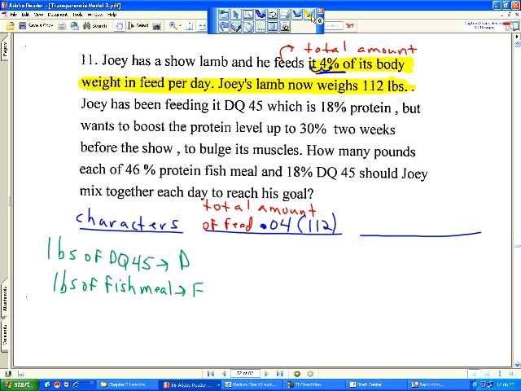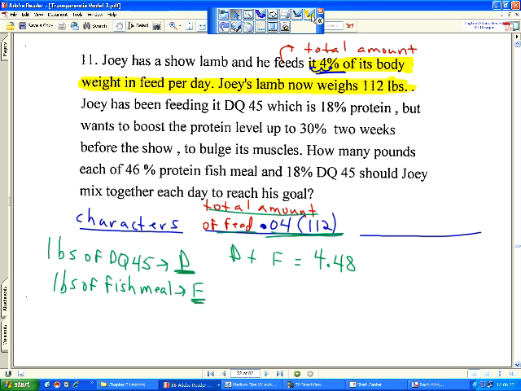Now, my first equation is total amount of feed. Pounds of DQ45 D plus pounds of fish meal F needs to come out to be my total pounds. What's 4% of 112? 4.48, right? So we're going to feed that lamb 4.48 pounds of feed a day. The pounds of DQ45 D plus the pounds of fish meal F need to add up to 4.48. Buddy, with us there?